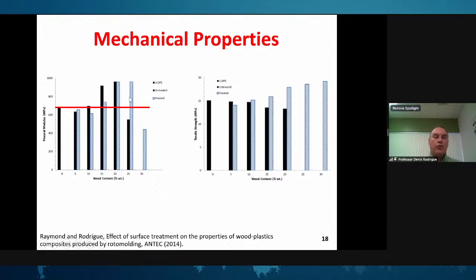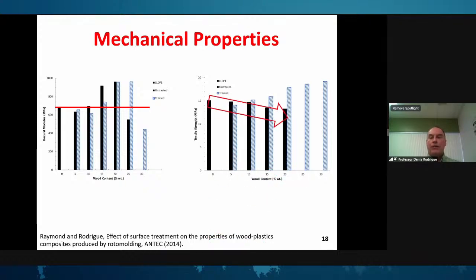But if you go with the treated fiber, which are the blue lines here, you manage not only to get better properties, but you can add more fibers, up to 30% in this case, which is very interesting. So not only do you have better mechanical properties, but you can add more fibers because they're more dispersed and have better contact with the matrix.